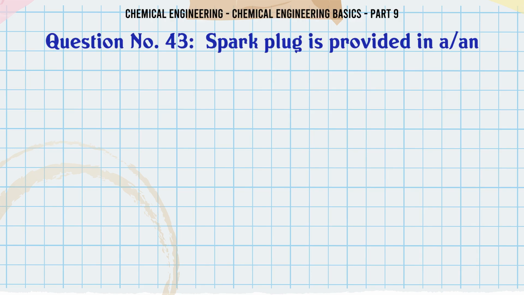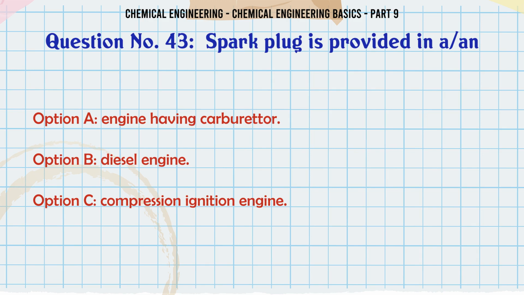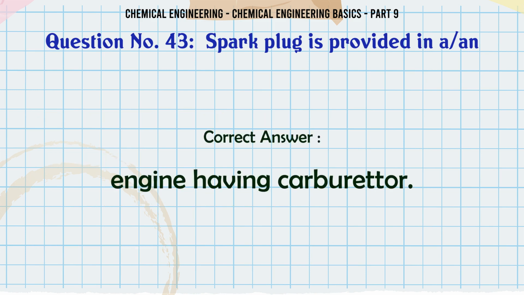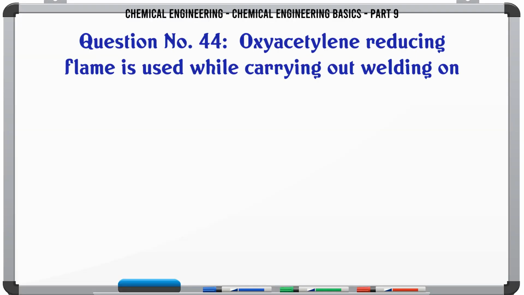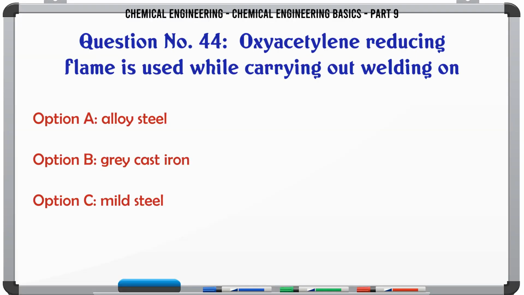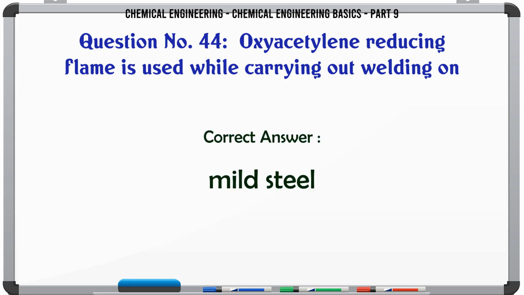Spark plug is provided in an: A. engine having carburetor, B. diesel engine, C. compression ignition engine, D. both B and C. The correct answer is engine having carburetor. Oxyacetylene reducing flame is used while carrying out welding on: A. alloy steel, B. grey cast iron, C. mild steel, D. high carbon steel. The correct answer is mild steel.